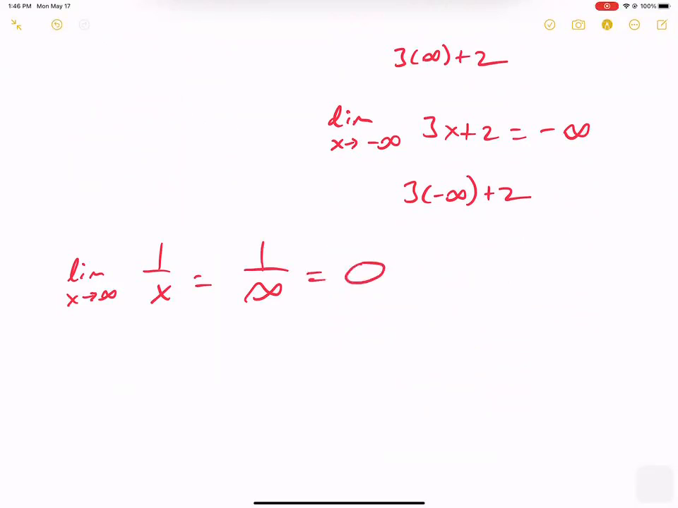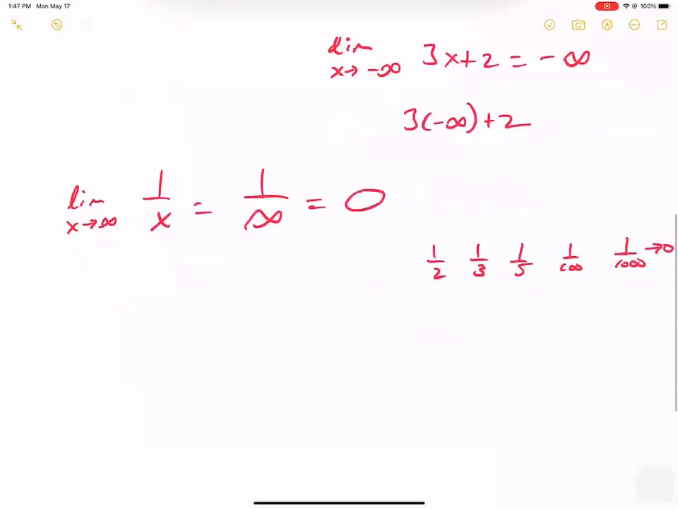We talked about this before. 1 divided by a very large number, the fraction gives you a smaller number. 1 over 2, 1 over 3, 1 over 5, 1 over 100, 1 over 1,000. Your number is not getting bigger. It's actually getting smaller as we get closer to 0. Okay, great.